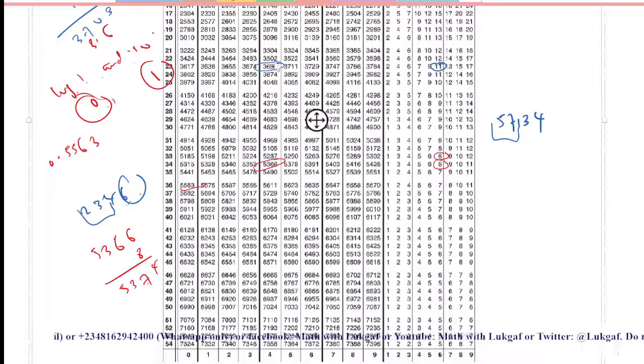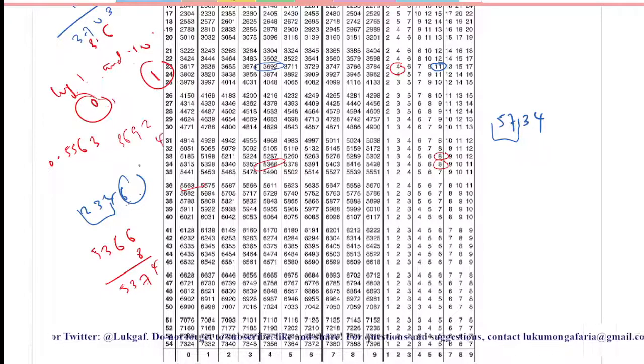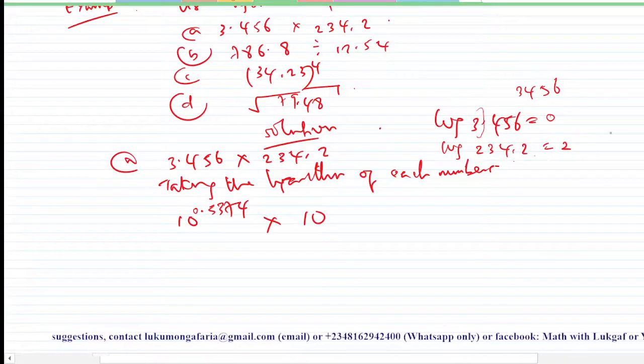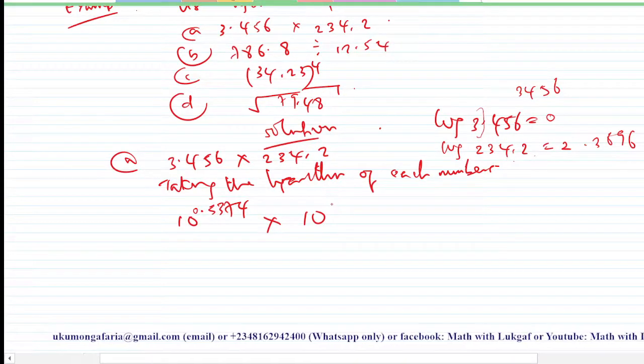3692, right? So difference 2 will give me what? Difference 2 here is 4. So when you add this to this, 3692 plus 4, I'm going to have 3696. So that is 0.3696.